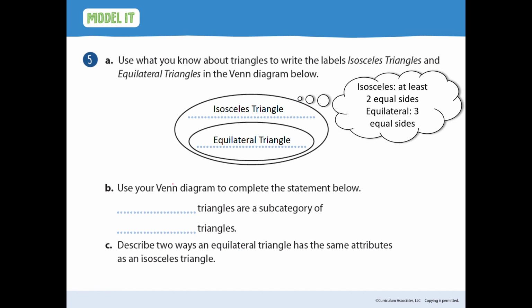Letter B. Use your Venn diagram to complete the statement below. Blank triangles are a subcategory of blank triangles. Equilateral triangles are a subcategory of isosceles triangles. Letter C. Describe two ways an equilateral triangle has the same attributes as an isosceles triangle. An equilateral triangle has three angles and at least two sides that are the same length, just like an isosceles triangle.